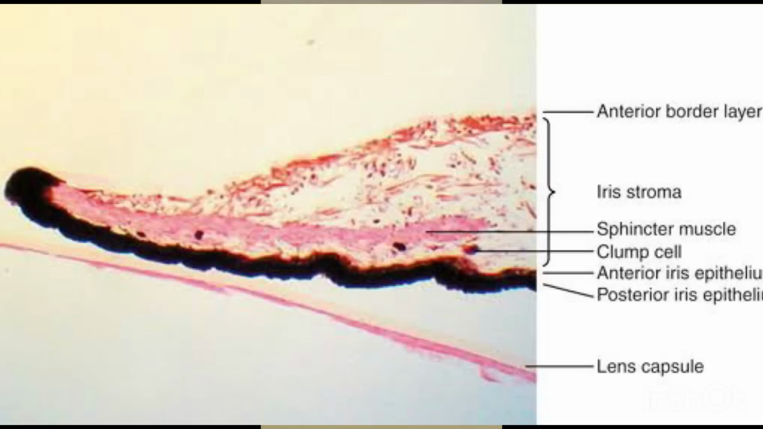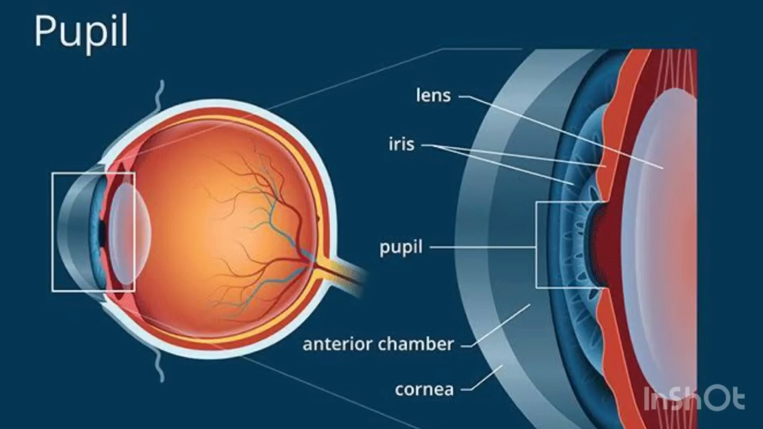Then I'm going to discuss the third structure of the eyes, that is the pupil. The central opening in the iris that allows light to enter the eyes. The size of the pupil adjusts in response to varying light conditions.